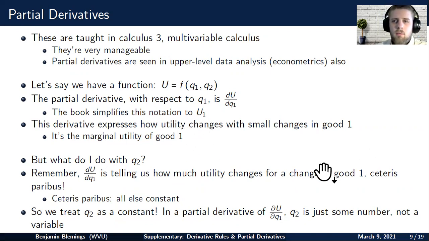And so the straightforward next question that you have for me is, what do I do with q2? In Calc 1, I didn't have to worry about q2 at all. Well, remember what du dq1 is. It's telling us how much utility changes for a change in good 1. Ceteris paribus, all else constant. So what we do is we treat q2 as a constant, and we can use just the constant rules. We just think of it as some number, not a variable. So in a partial derivative of du dq1, q2 is just some number. It's not a variable. It could be 5, 10, 20. That's how you should think of it.